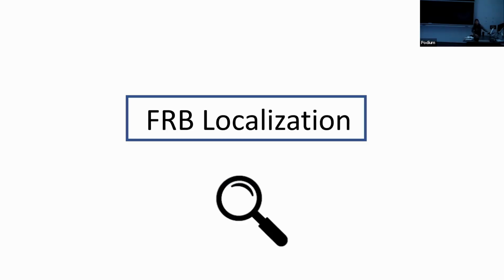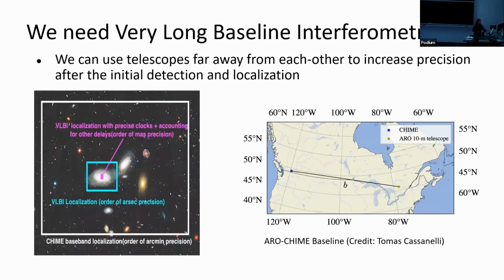There's a lot of open questions in FRB science right now. So now I'm going to talk about localizing these things, because that's one of the biggest goals in the field. So we need something called very long baseline interferometry. CHIME on its own detects the radio burst. It tells us where it is to some precision, but it's not good enough to actually tell us a lot of the things that we want to know about these radio transients.